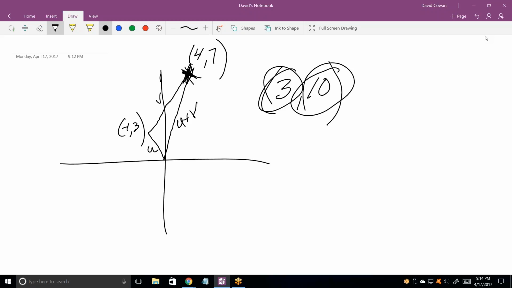And it's called tip to tail. The reason is that's the tail of u, and that's the tail of v. I'm starting it from the tip of u, going in the direction of the vector, 4, 7. In other words, I would go over 4 and up 7 from this point right here. And then that gives you the new coordinates of the resultant vector.